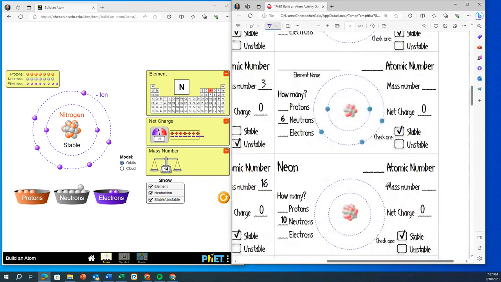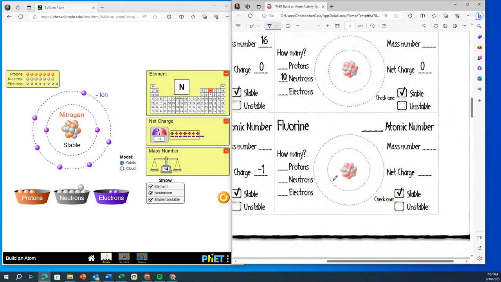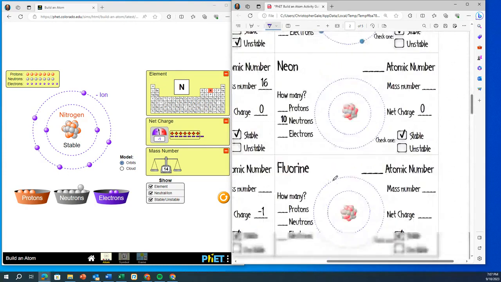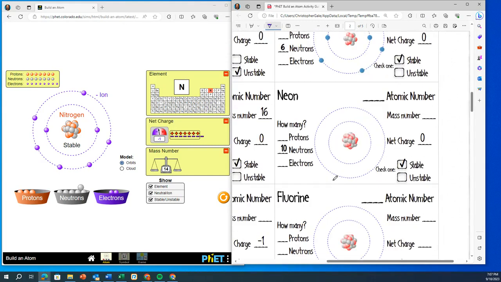So you can look at that, right? 10 neutrons helps you a lot of times. And it's neon, so you can see where neon is, and fluorine. And all these are stable with a 0. They don't say the charges on this one.